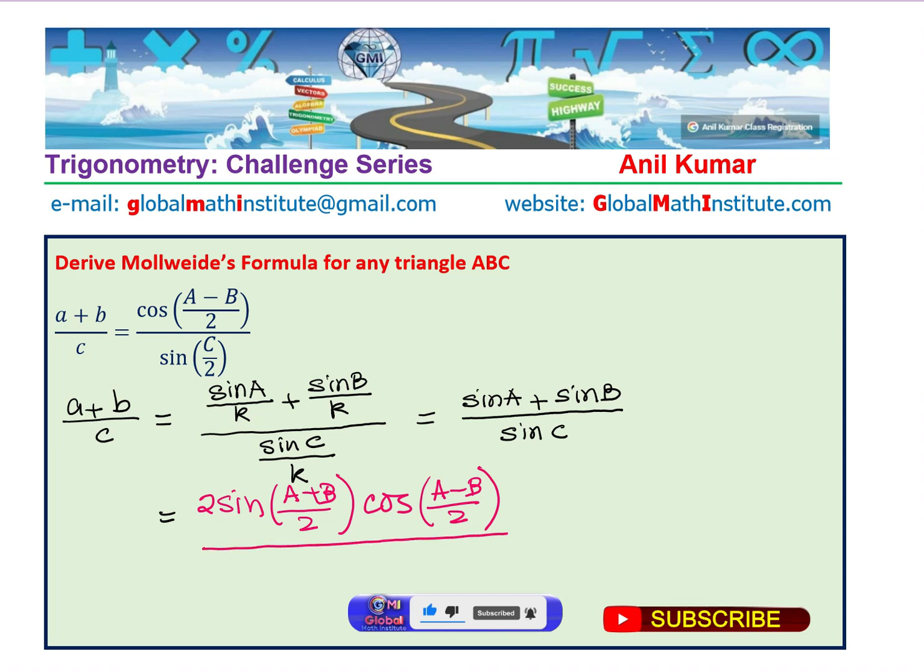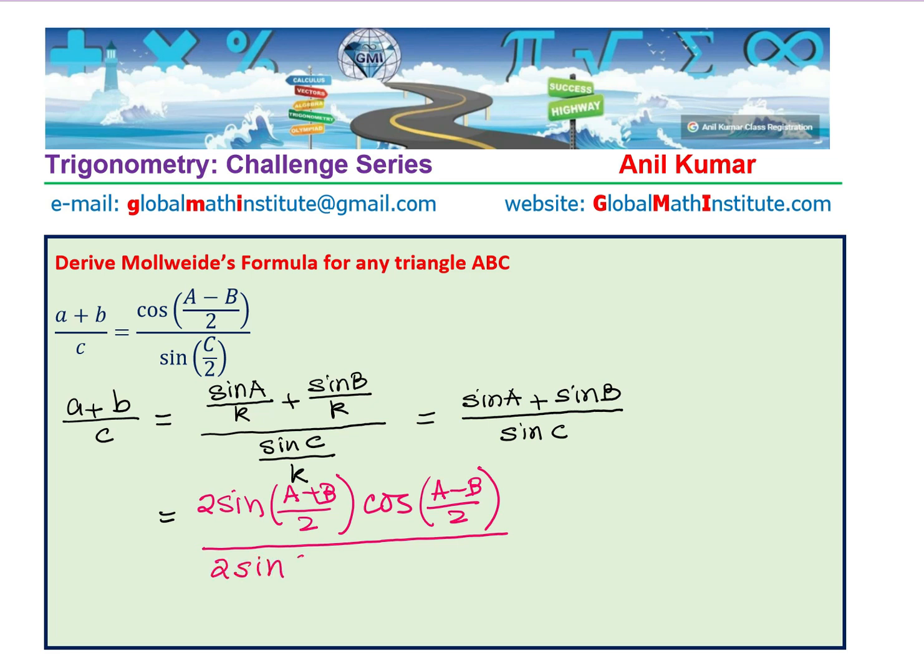Divided by sine C. So sine C can be directly written using the half angle formula. You remember that? So we can write sine C as 2 sine C by 2 times cos C by 2. Makes sense, right? So that is the double angle formula for sine. We know sine 2 theta is 2 sine theta cos theta. So we apply that formula right here.